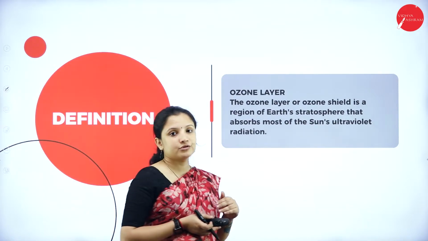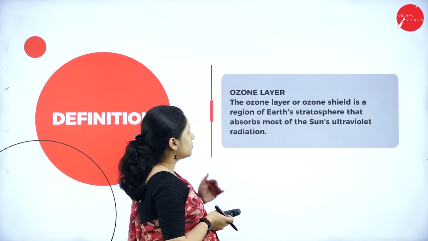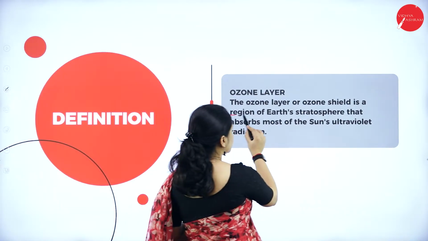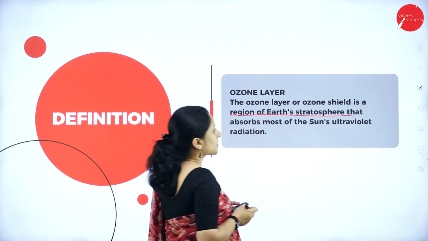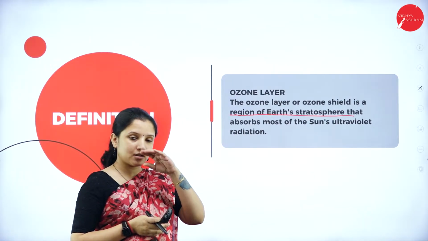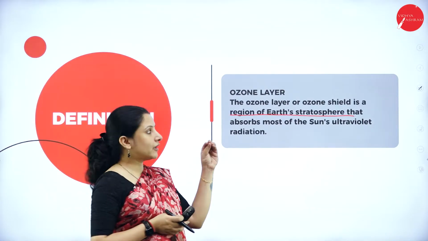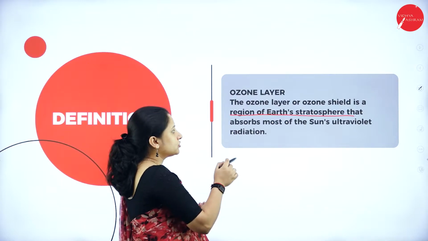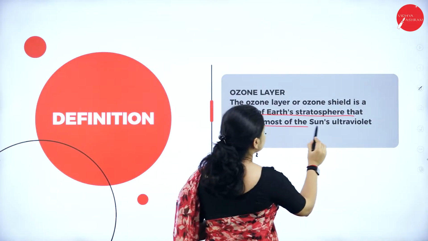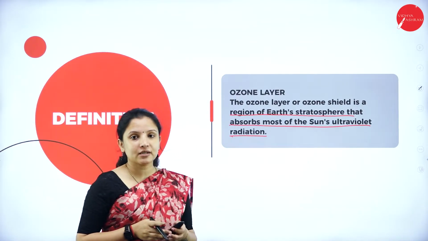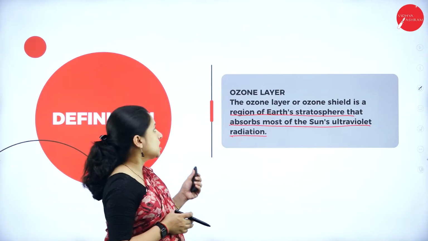So what is this ozone layer exactly? The ozone layer, or ozone shield, is a region of the earth's stratosphere. The stratosphere is a part of the atmosphere wherein the ozone layer is present, and that ozone layer absorbs most of the sun's ultraviolet radiation, therefore protecting the inhabitants of the earth.